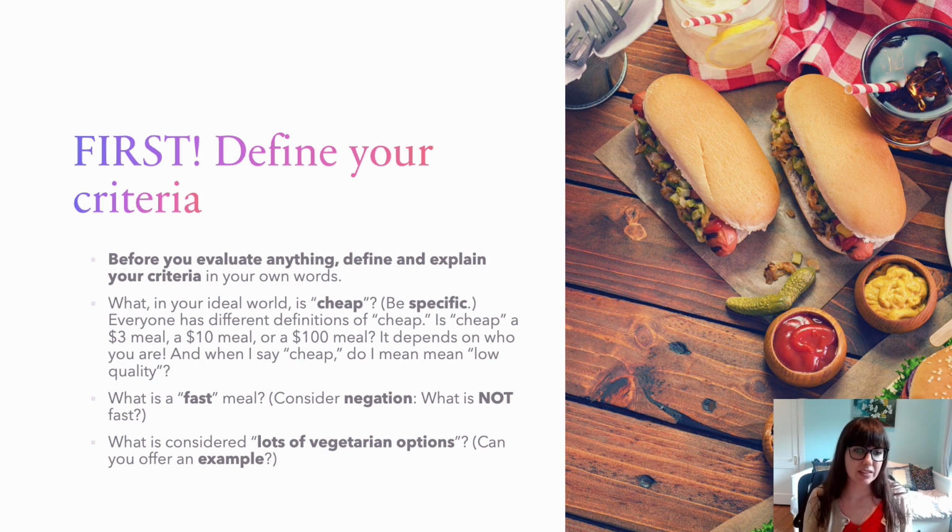Again, what is a fast meal? Consider negation. What is not fast? What about lots of vegetarian options? Could I offer an example?